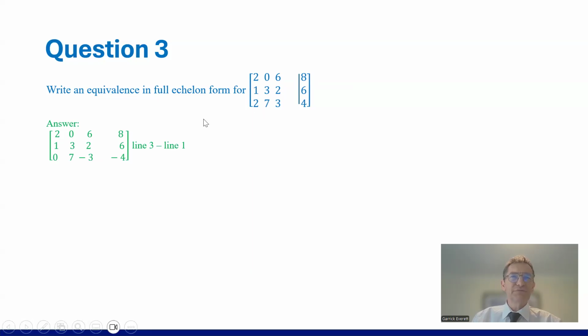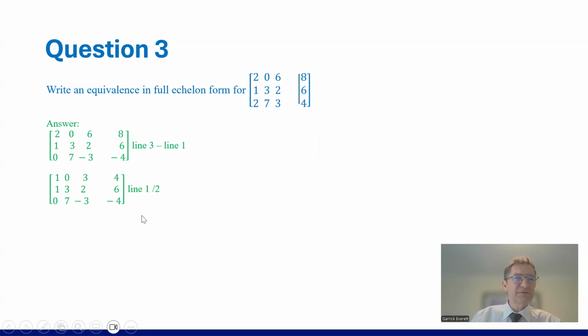Then you've got it in simple echelon form, and full echelon form is where you've got just the center row and nothing else. So here I've done line 1 divided by 2. So I've just halved line 1. So just divide by 2, divide by 2, divide by 2. So now I've got a 1, a 0, and a 3, and a 4.